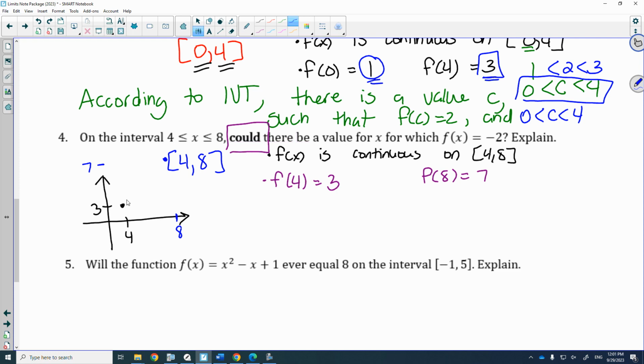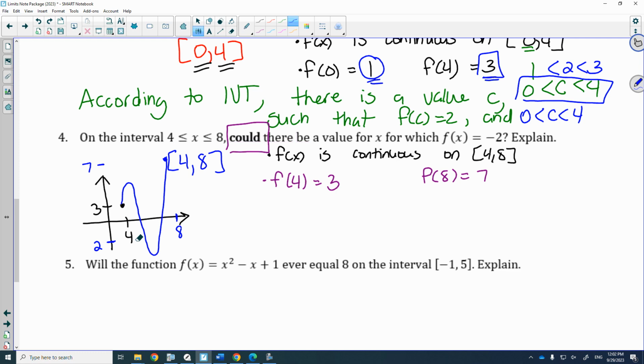We don't know what the function looks like, right? If it was a polynomial, these would be connected in a nice smooth curve. But could I connect these 2 dots and somehow my function dips below and is going to cut through negative 2? Yeah. So I could draw this, right? And even though negative 2 is not between 3 and 7, I wasn't given what the function looks like. There is a possibility that my function could have a y value of negative 2.